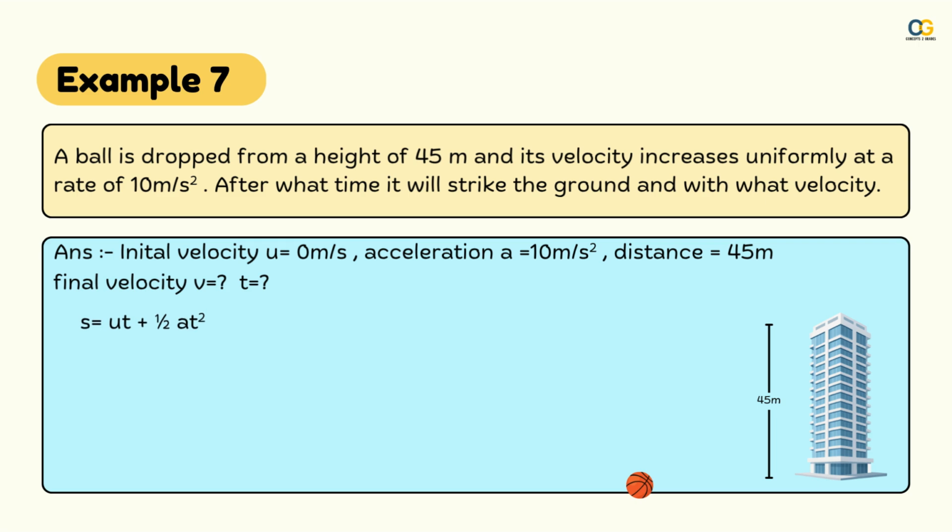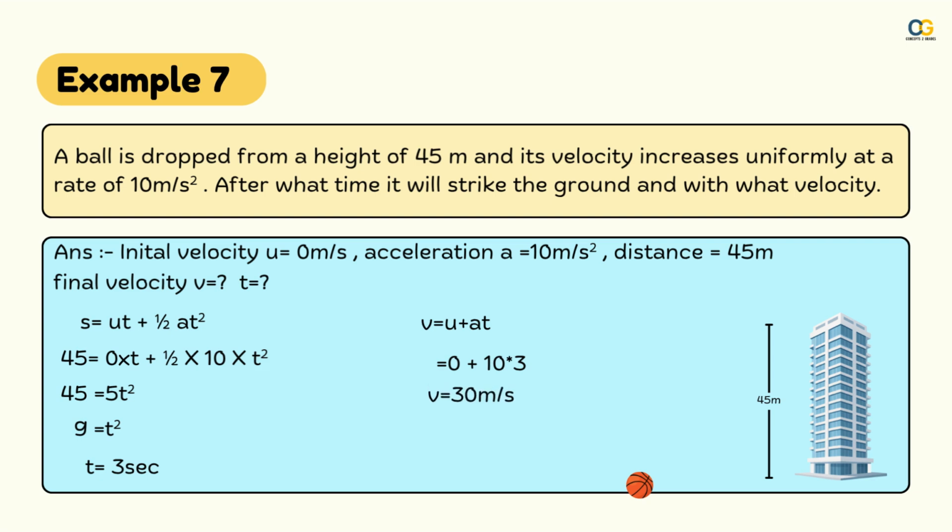So let us use our distance equation to find the time. If we substitute s equals 0 into t plus half into t square, we get 45, which is the distance, equal to 5t square. So 9 will be equal to t square and t will be equal to 3 seconds. Since time is 3 seconds, the final velocity will be given by u plus at, which is 0 plus 10 into 3. So v will be 30 meters per second. So it falls on the ground in 3 seconds and the velocity with which it strikes the ground is 30 meters per second.